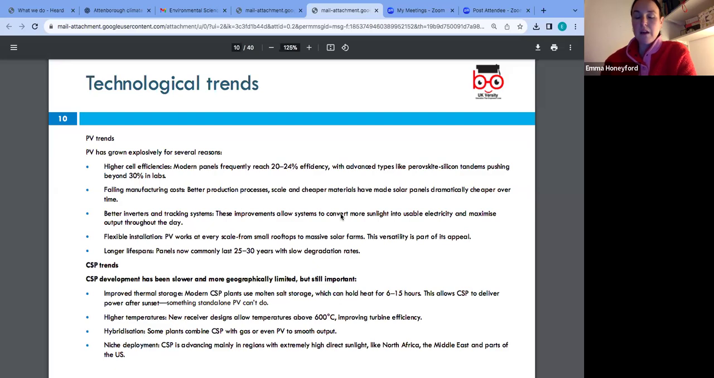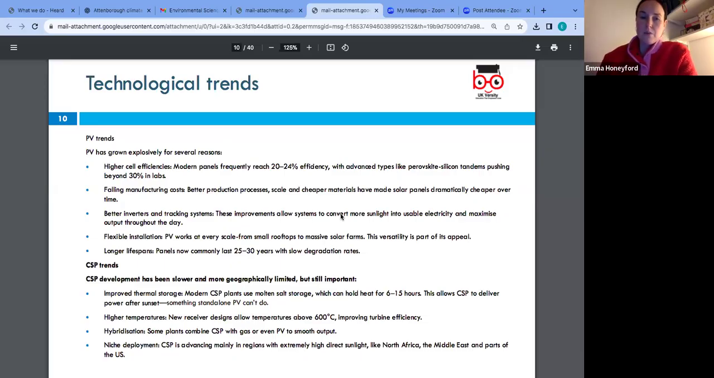Also the life cycle, the lifespan of PV: the panels now commonly last for between 25 to 30 years.